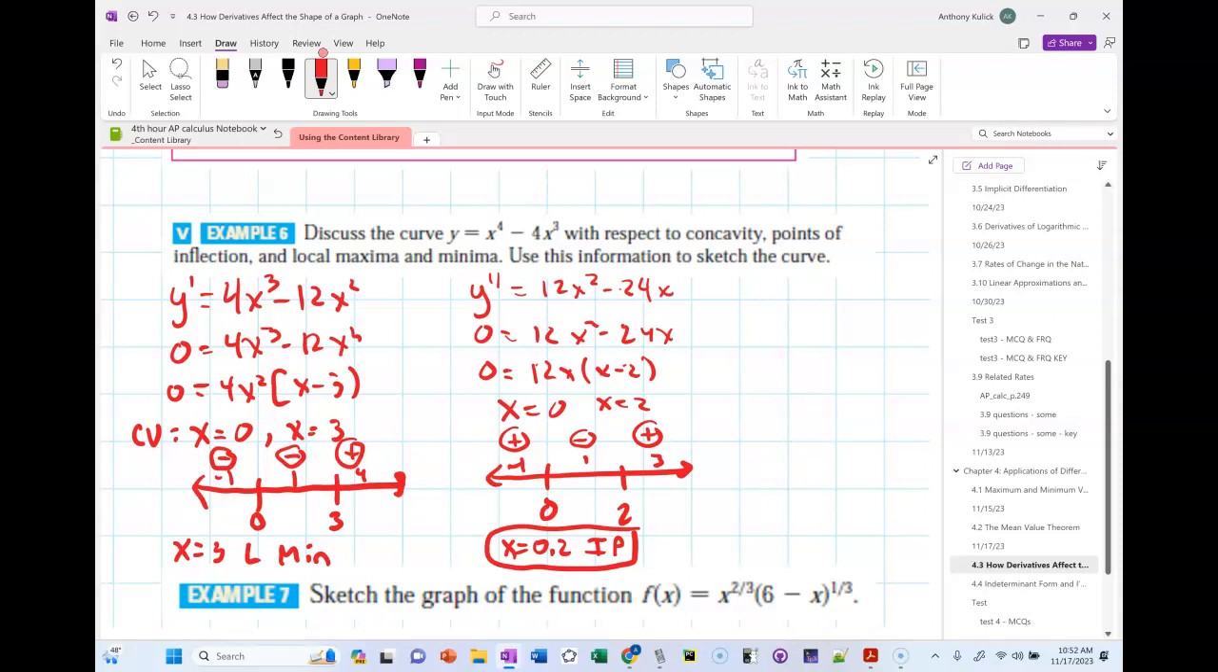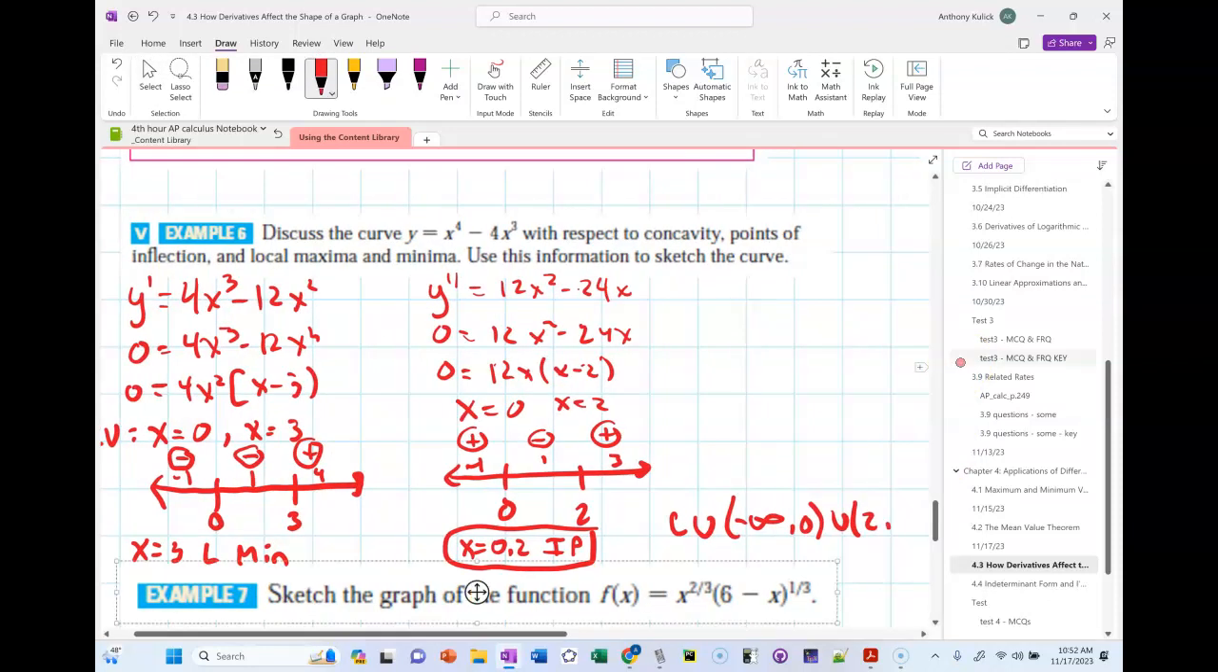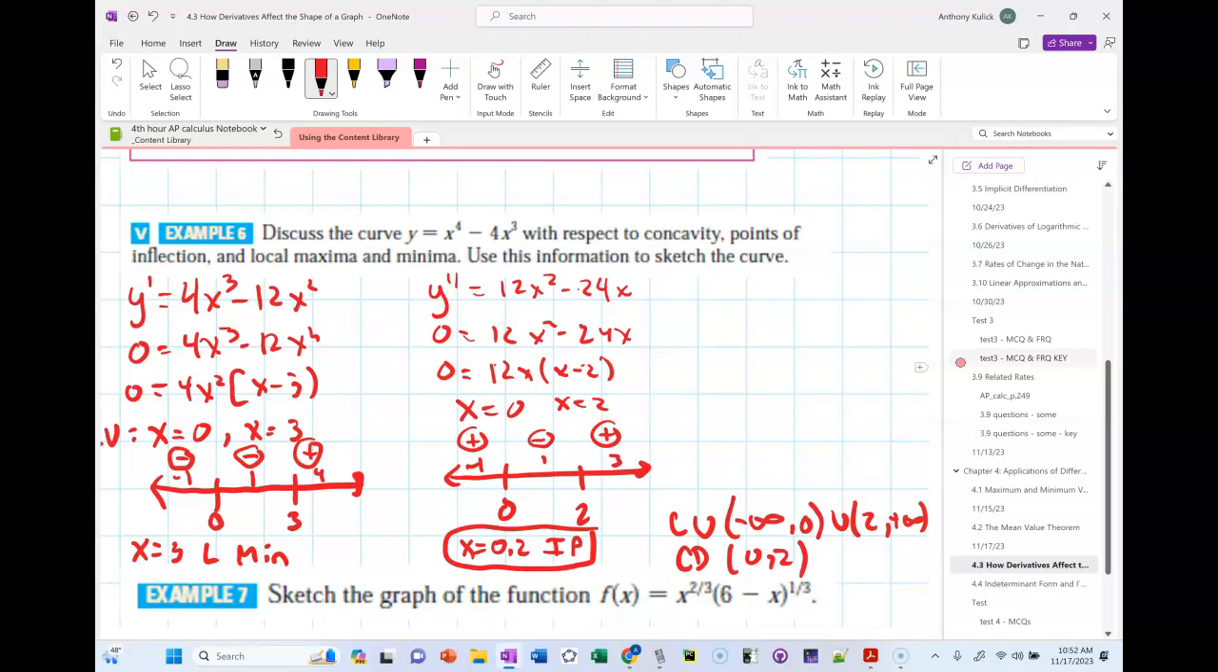And I notice that we are concave up from -infinity to 0 and 2 to positive infinity. And we're concave down from 0 to 2. I think that answered the first part, right? Discuss the concavity, the inflection points, and the local mins and maxes.